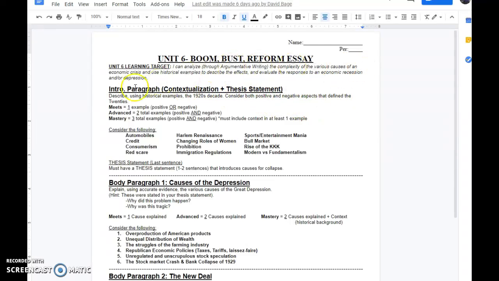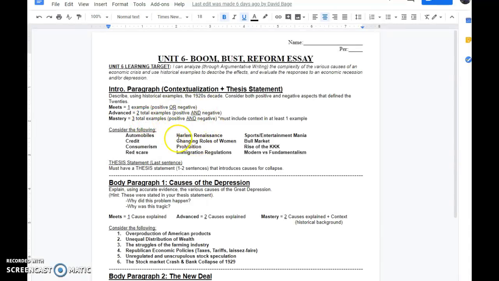Just going to give you a little lowdown on what you're going to be doing with this Unit 6 Boom, Bust, and Reform essay. We're now putting all these components together, 1920s, Great Depression, and what you just finished with the New Deal, into a simple little essay. Today you're going to work on this part here, the intro paragraph, what we call contextualization and thesis.